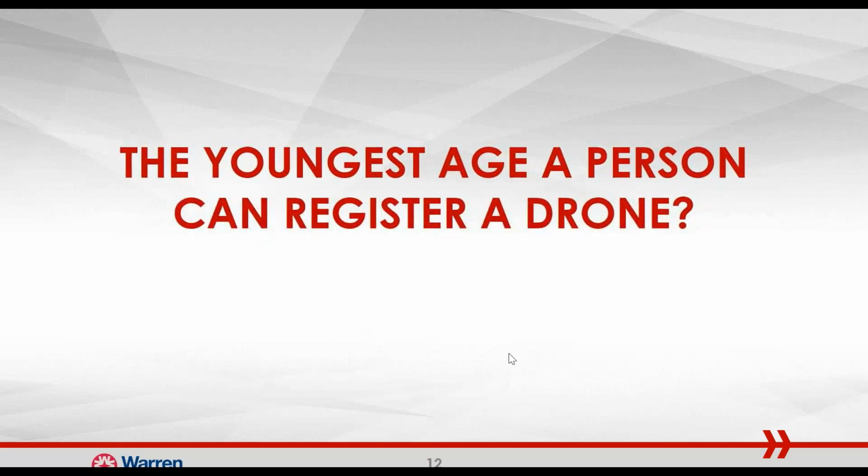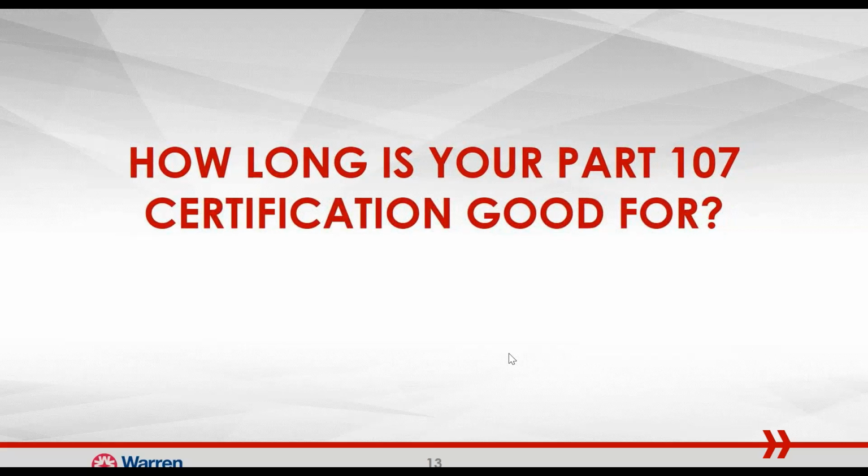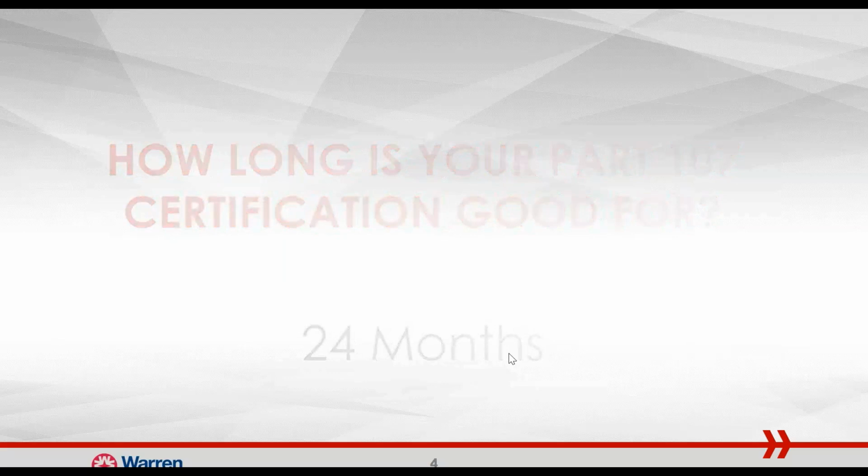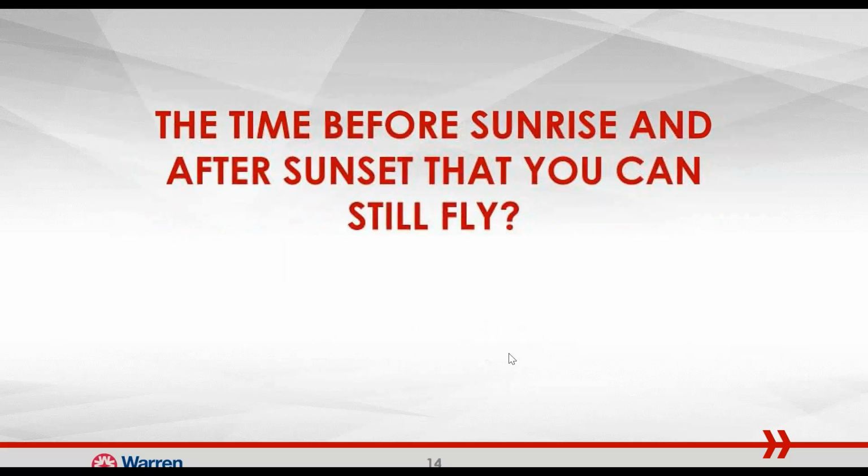What is the youngest age that someone can register a drone? That is 13 years old. 16 to become a pilot, 13 to register the drone as a hobbyist or recreational flyer. How long is Part 107 certification good for? 2 years, 24 months. You will see either on the test 2 years or 24 months. You must take the test again. It is a recurrent test, so it is a little shorter, but you must retest every 2 years.